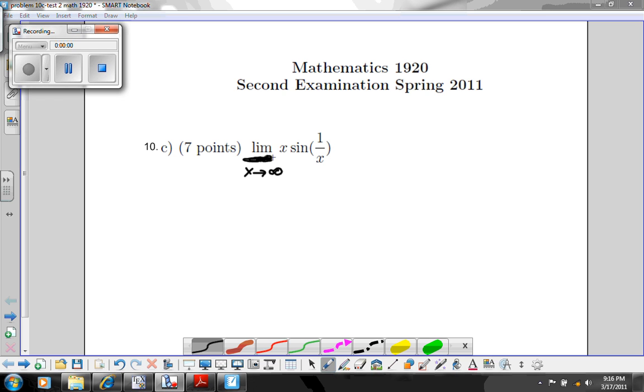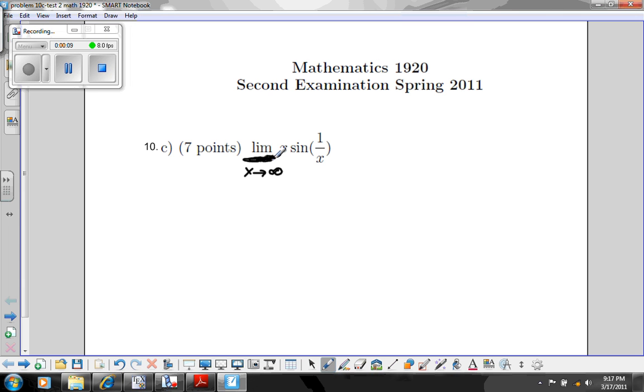Here's the problem. This is test 2, problem 10C, and what we're finding is the limit as x tends to infinity of x sine of 1 over x. So first thing we're going to do is let x tend to infinity. If we do that, we get infinity times sine of 1 over infinity, which is sine of 0, that's 0, so we get infinity times 0, and we know that this is an indeterminate form.